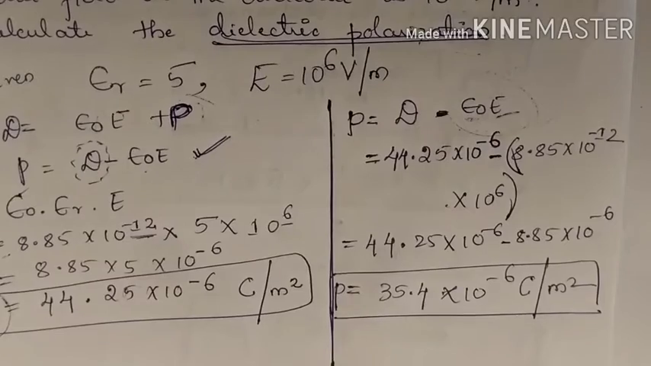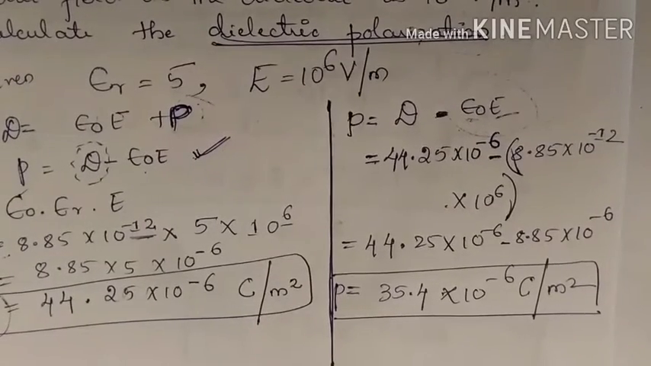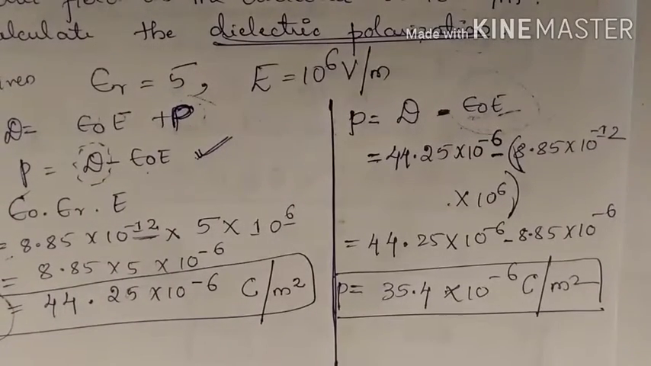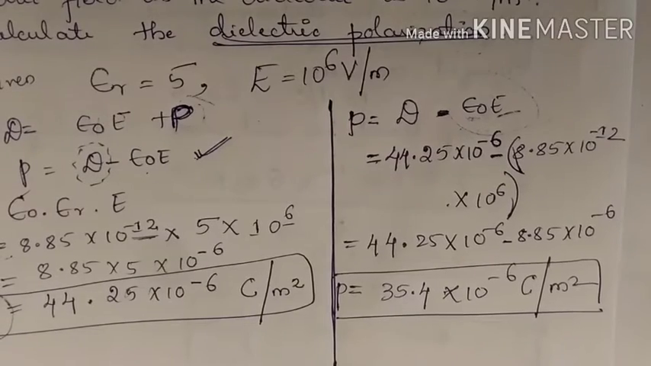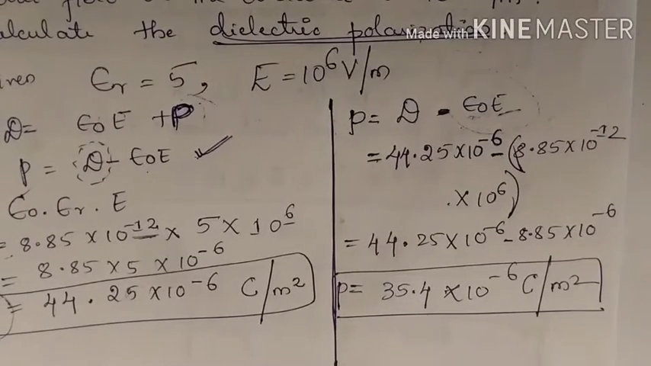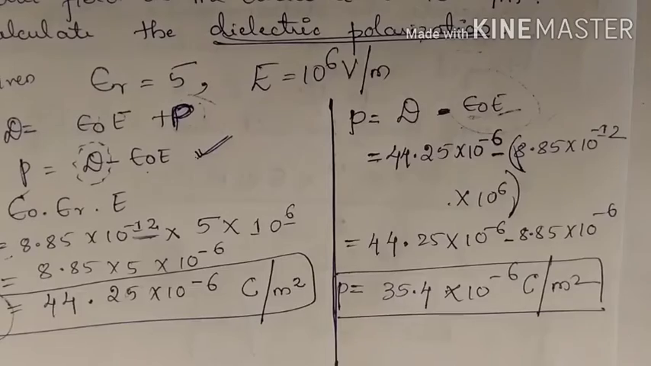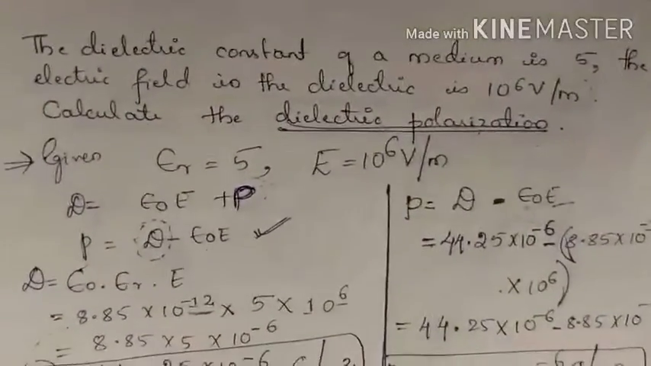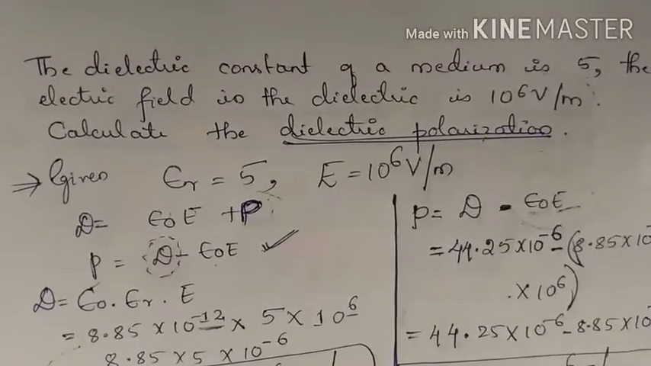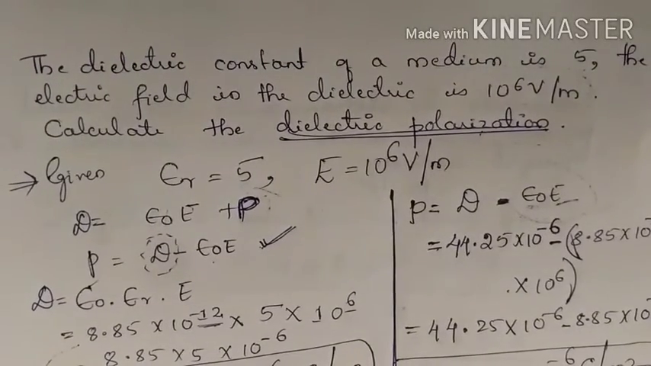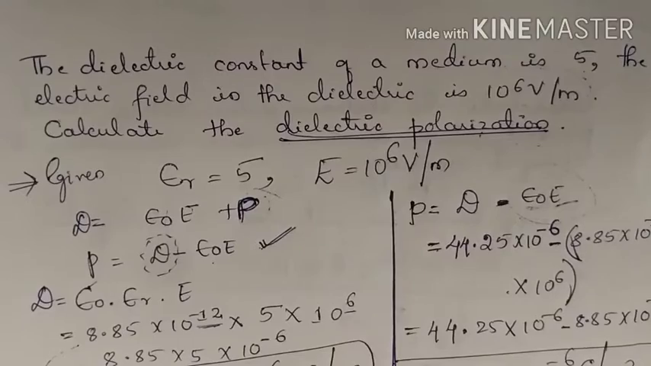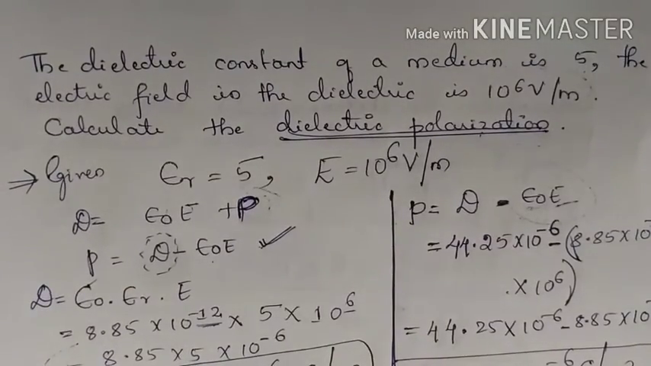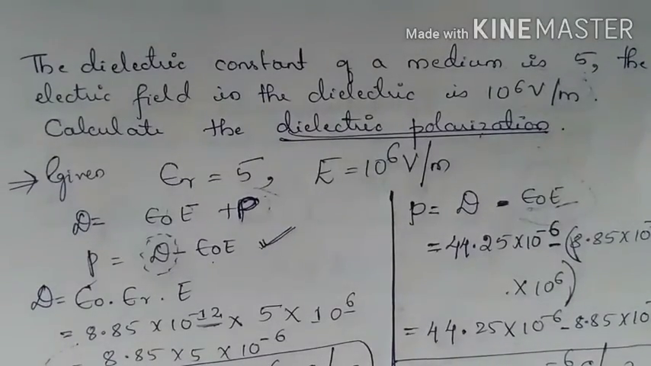Now in this expression you have to substitute the value of D. Then you get P is equal to 35.4 into 10 power minus 6 coulomb per meter square. So this is the solution for the third question in your chapter. The question is something like: the dielectric constant of a medium is phi, the electric field in the dielectric is 10 power 6 volt per meter. Then we have to find the dielectric polarization.